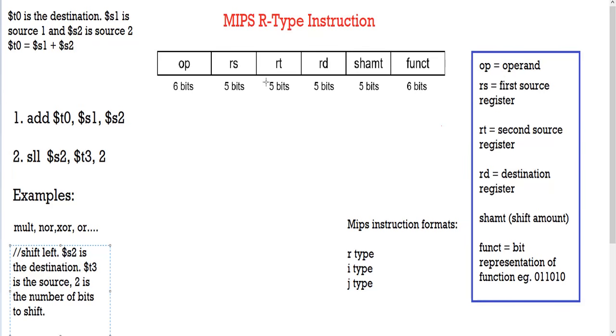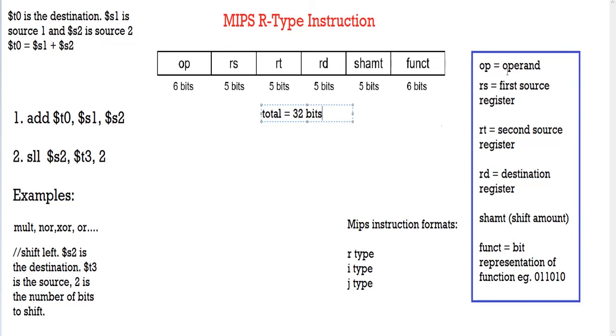Every MIPS R-type instruction has to be represented in this format. We have a total of 32 bits here, and these 32 bits are divided into 6 sections: the operand, the first source register, the second source register, the destination register, the shift amount, and the function bits. So just take a look at this blue box that I've put down for you guys.